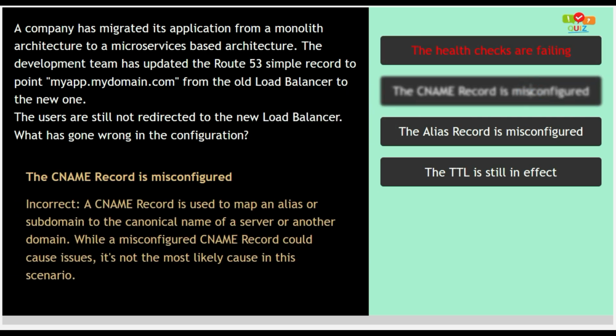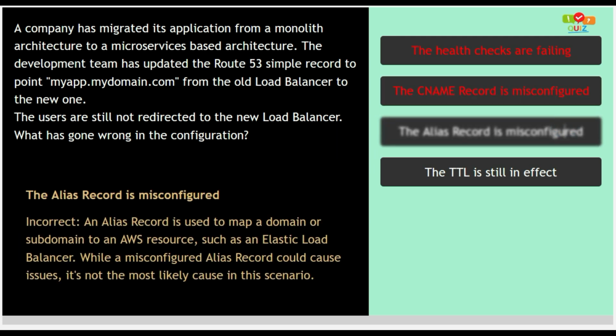Option 2. The CNAME record is misconfigured. This option is incorrect as a CNAME record is used to map an alias or subdomain to a canonical name of a server or another domain. While a misconfigured CNAME record could cause issues, it's not the most likely cause in this scenario. So option number 2 is incorrect.